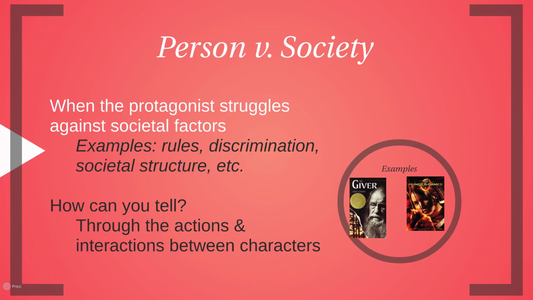So, for example, if you do not like a certain law, okay, you don't know everyone involved in making that law. So that's person versus society. When you have discrimination, okay, that is person versus society. You can't name everyone involved. So how can you tell? Through the actions and interactions between characters. Is it one specific person they're fighting against, or is it a structure, a government, a set of rules? If it's rules and not necessarily a person, then that's going to be person versus society.